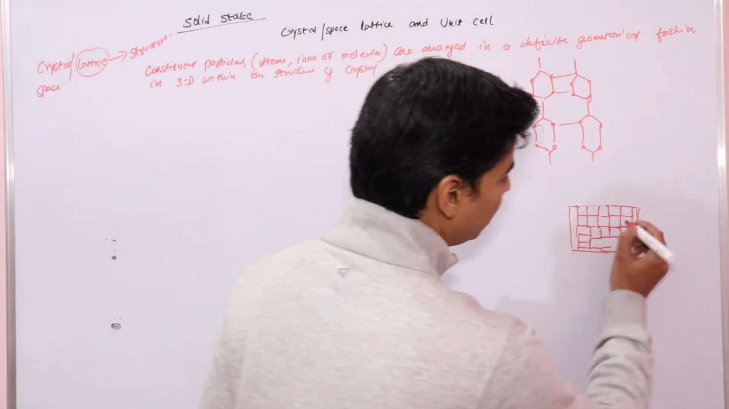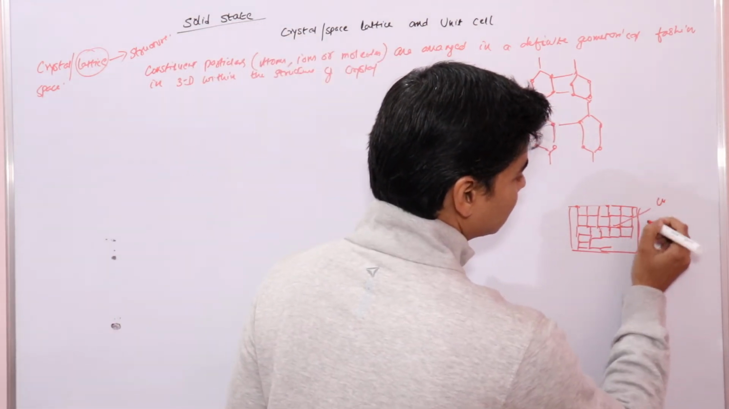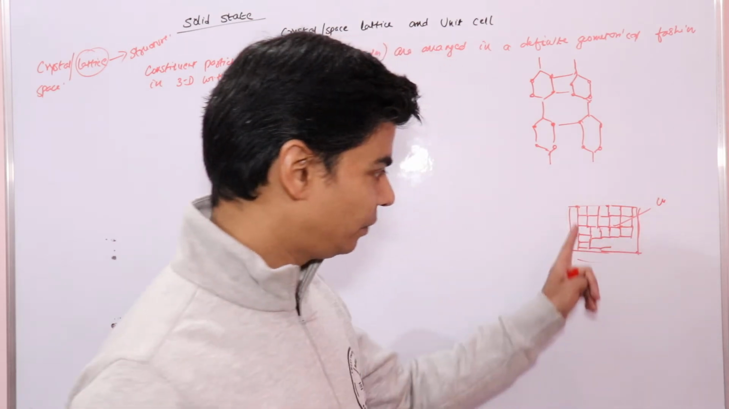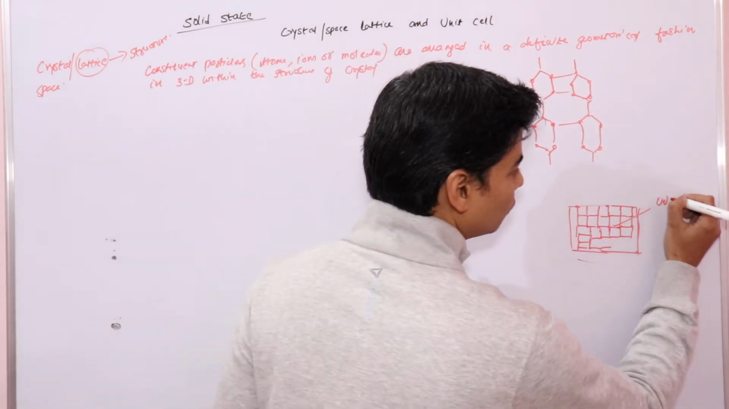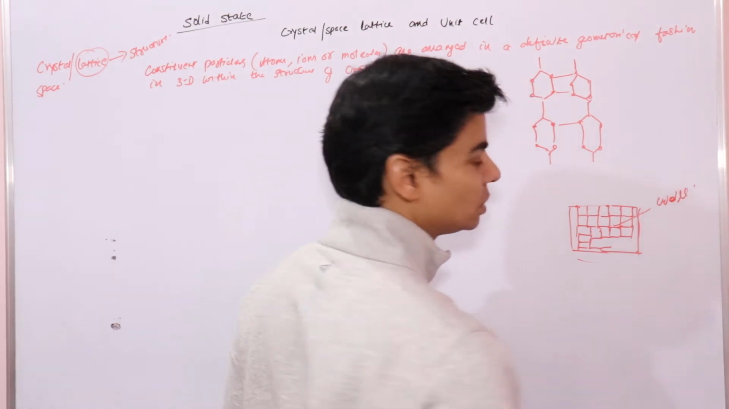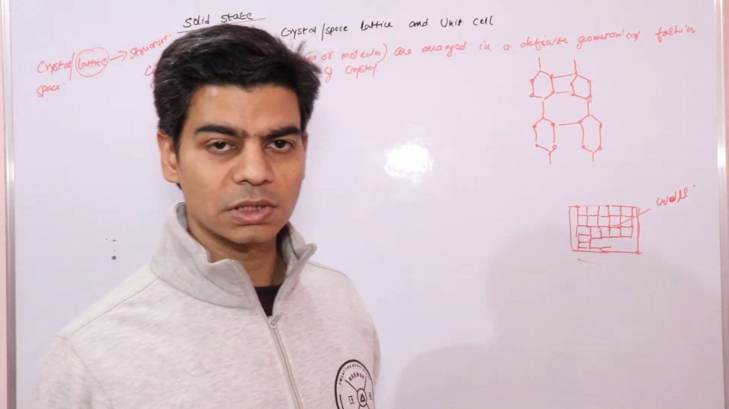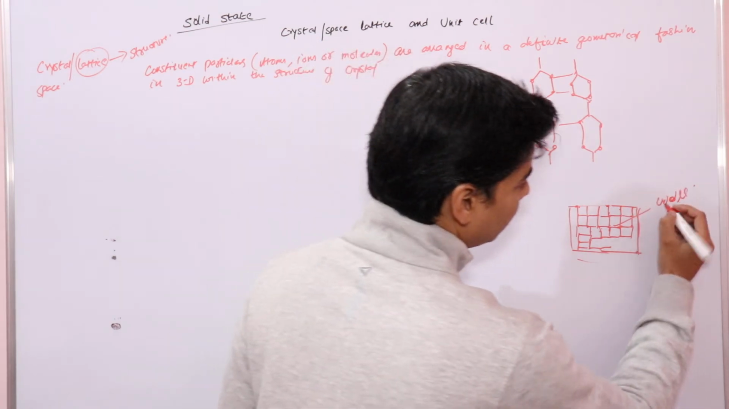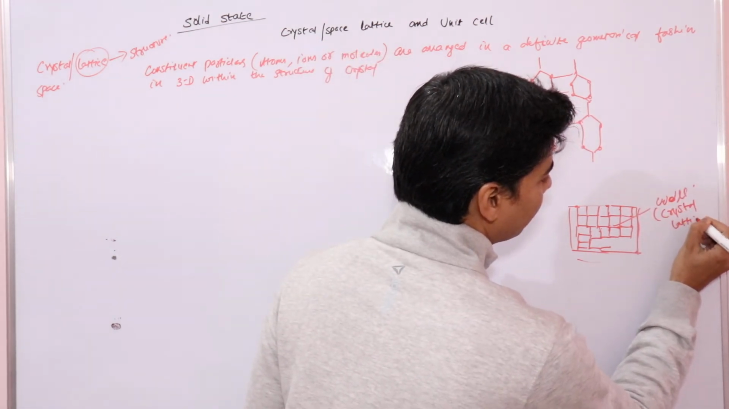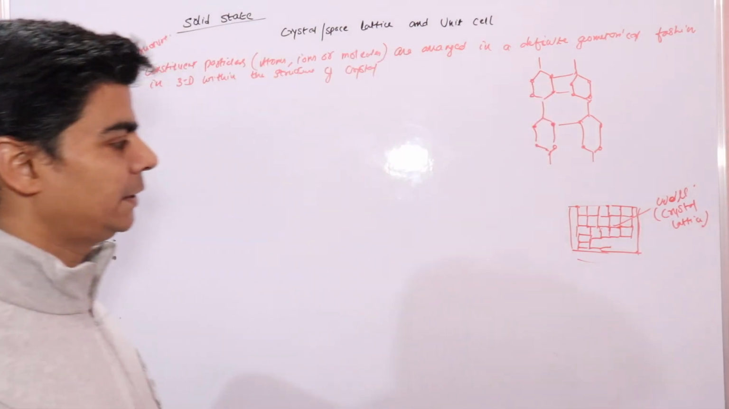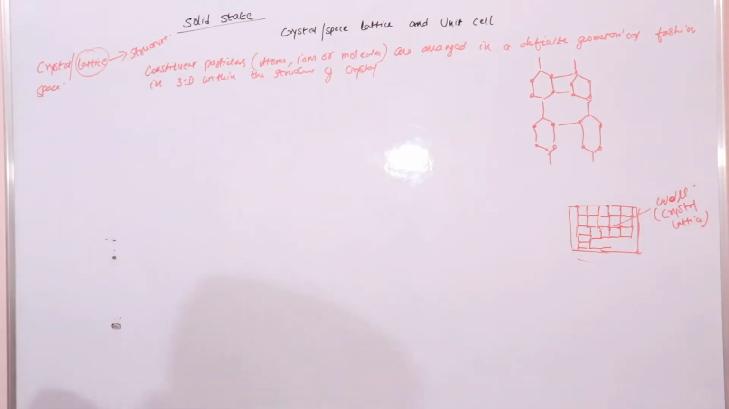This complete wall is this complete structure. When you join these points, this complete structure shows you the structure of the wall. This is how a wall looks like. So this wall is like your crystal lattice, right? Now there is one more important thing to this.